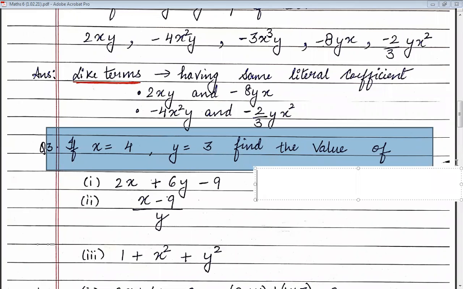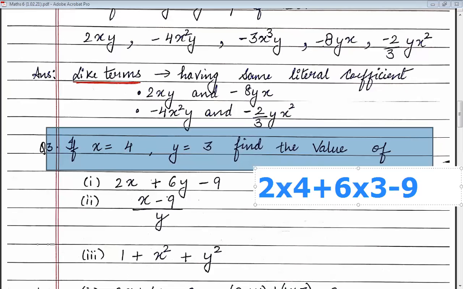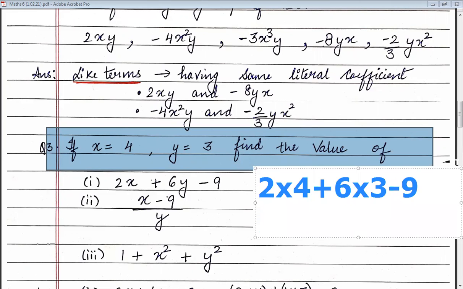Now children, here the value of x is given 4 and the value of y is given 3. So let's find out. 2x means 2 multiplied by 4 because the value of x is 4. Now plus you have 6 multiplied by y. What is the value of y here? 3 and minus 9. So now children, you have to solve this. 2 fours are 8 and then you have to multiply 6 and 3, 18 minus 9.